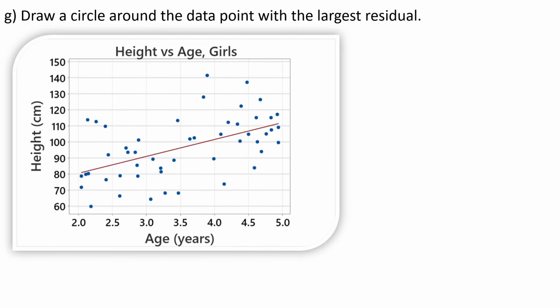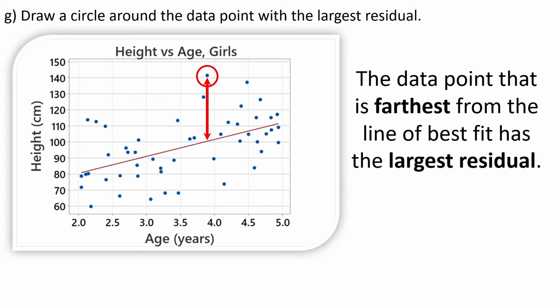Draw a circle around the data point with the largest residual. The data point with the largest residual is the one that is the furthest away from the line of best fit. And to my eye, it would be this data point here. That data point has the largest residual. It's the most distant away from the line of best fit. So the data point that is farthest from the line of best fit has the largest residual.